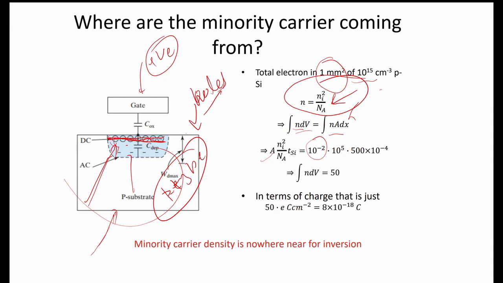The thickness of the wafer, typically, is 500 microns. Okay, so the total volume is 1 mm square into 500 micron. 500 micron is 500 into 10 raised to power minus 4 centimeter. And this is nothing but the area, 10 raised to power minus 2 centimeter square.